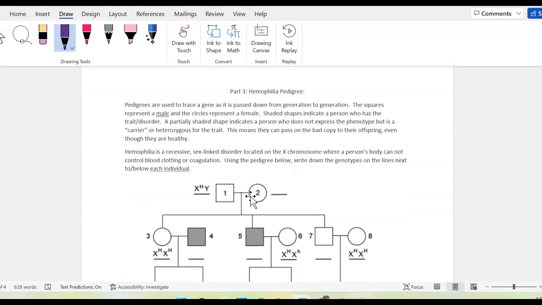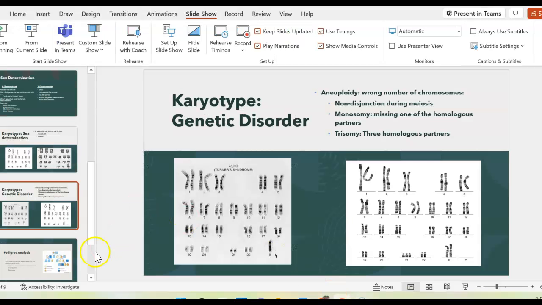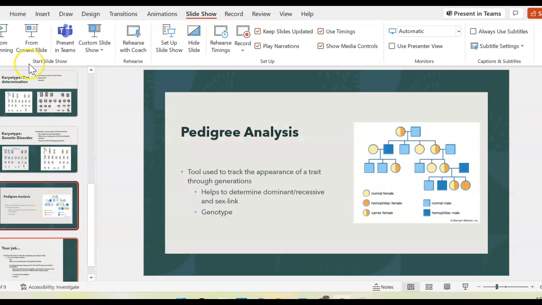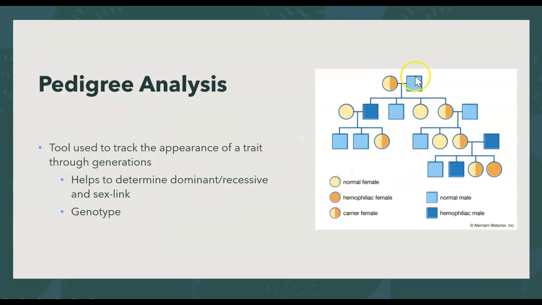Then you're going to look at a pedigree. A pedigree is basically a family tree, a tree to trace a gene as it is passed down from generation to generation. When we look at a pedigree, we look at some shapes. Typically males are going to be squares, and females are going to be circles.